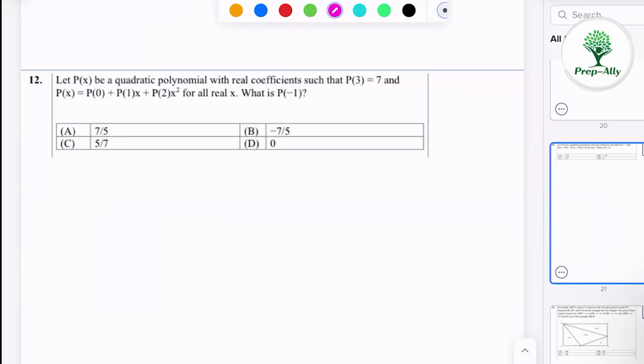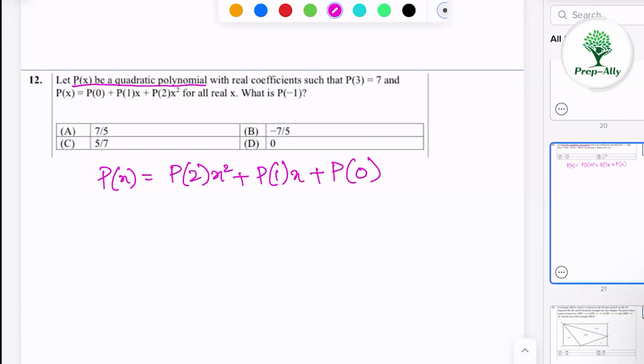So we have p of x. P of x is a quadratic polynomial with real coefficients, right? And we're given p of x equal to p of 2 x squared plus p of 1 x plus p of 0. Now, we can write, let a equal to p of 2, b equal to p of 1, and c equal to p of 0.